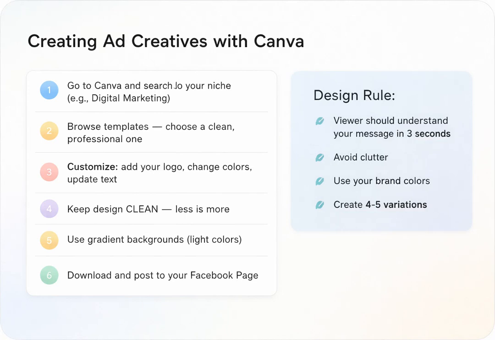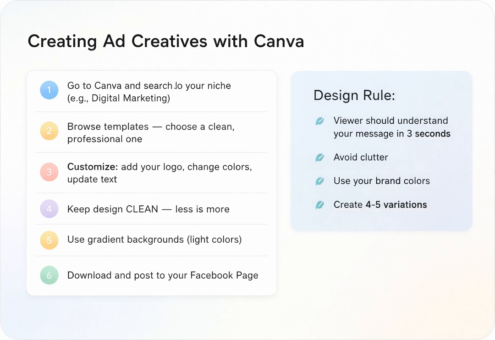For your ad creative, meaning the image or graphic that goes with your ad, the instructor recommends using Canva. Search for your niche, like digital marketing, and browse the templates. There are excellent free templates available. Pick one that looks clean and professional. Then customize it. Add your logo, change the colors to match your brand, and update the text to reflect your specific offer.